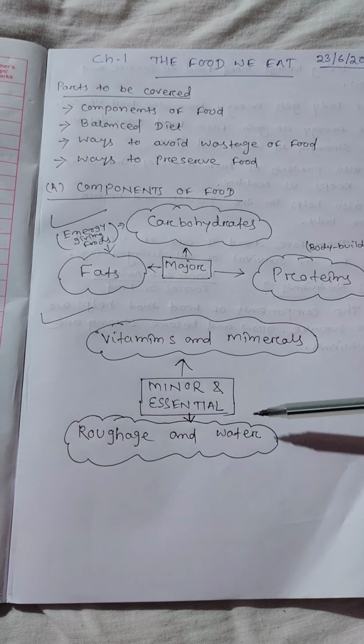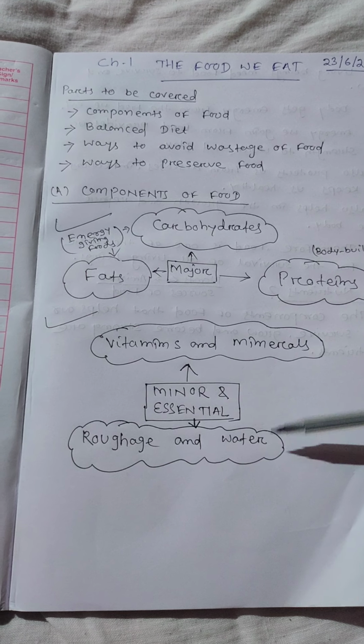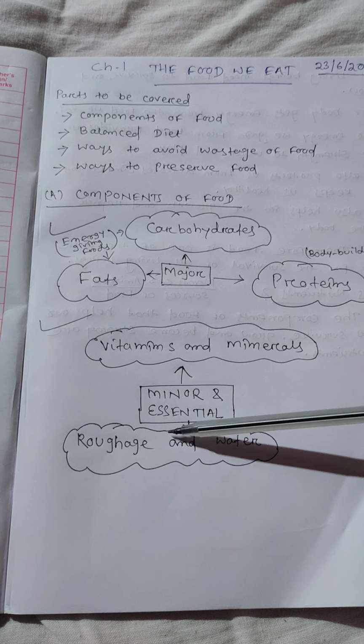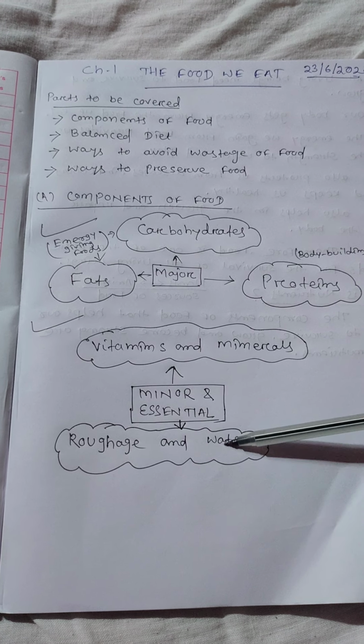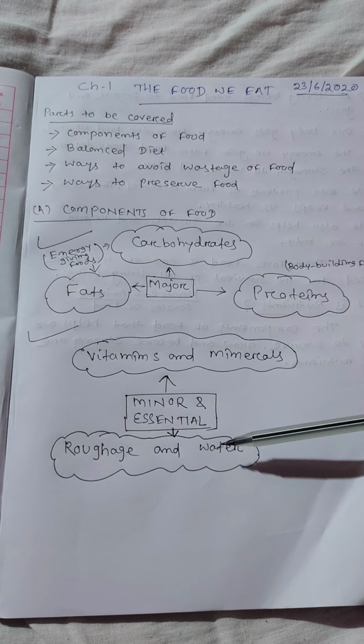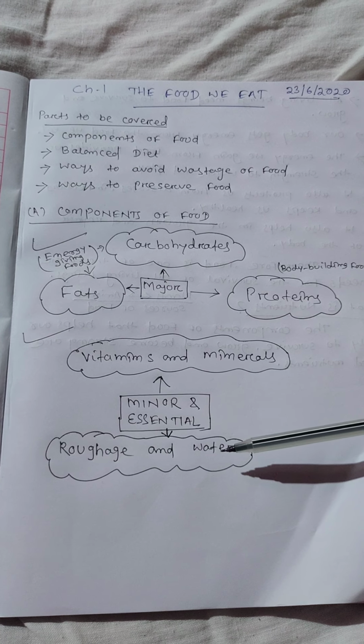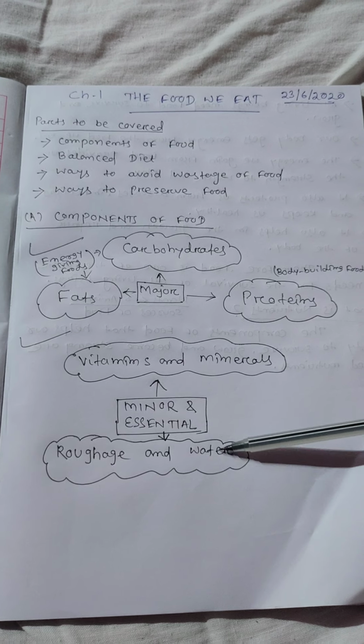Whereas roughage (raw fibre) and water are also very important. Water, we know water is very important for us. Roughage is the part of food that is not digested by our body, but it helps our body to act properly during the digestion process.